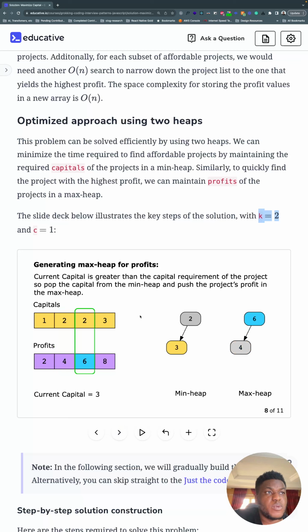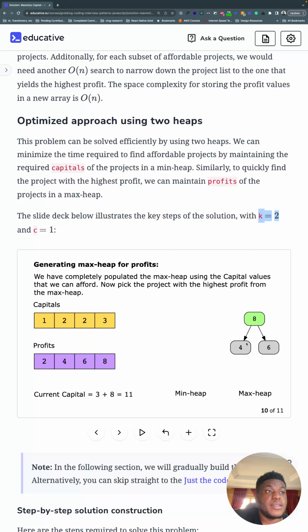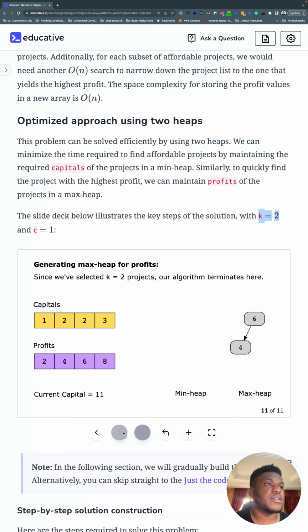But remember, he can only pick 1 other opportunity. Up next, 2, he can afford that. We put the profit in the maximum heap. 3, he can afford it. So we put it in the maximum heap. And so we've populated the maximum heap, we're done. Now we just pick the K amount we have left, essentially, from the profits to find what he should invest in. And I hope the code should make it clear.